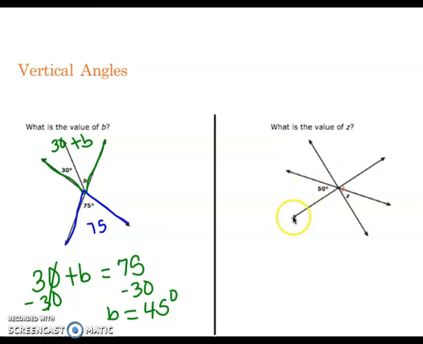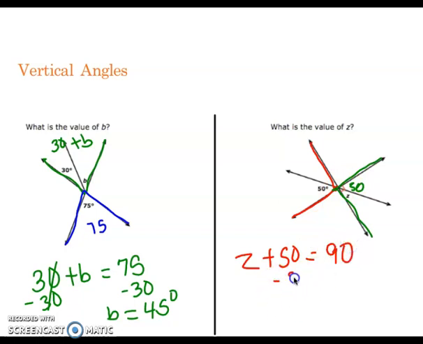If we look off to the right, I'll do another one like that. We need to find Z. We have vertical angles here. The red is vertical to the green, and the 50 angle is vertical to this green 50. But I know it's a right angle. Z and the 50 form 90 degrees. So I know Z plus 50, I see my square, so it's 90 degrees, equals 90. I subtract 50 from both sides, so I know Z equals 40 degrees.